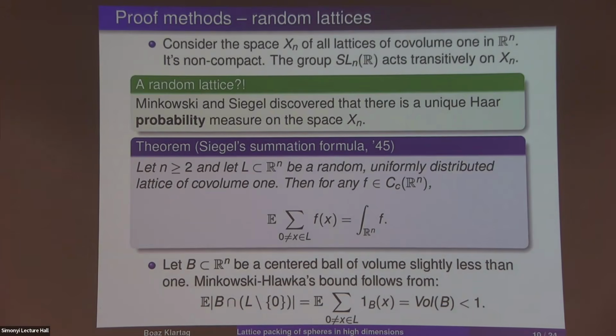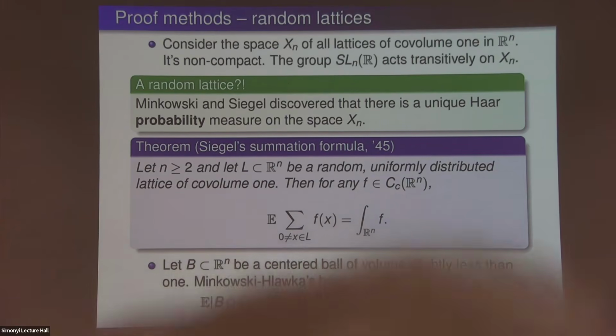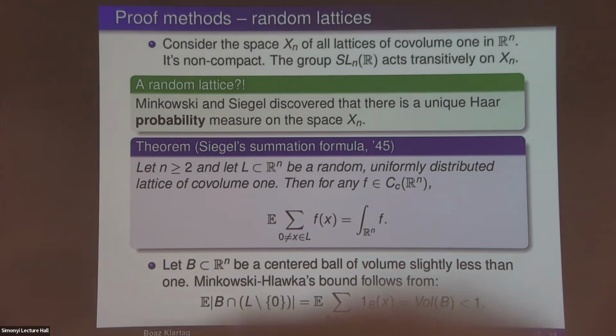You can find a lattice of volume 1 which has vectors very close to 0, so it's a non-compact space. But still it's like a manifold of dimension n squared minus 1, and it's a homogeneous space. You can apply a linear map of determinant 1 or minus 1 and get another lattice of covolume 1. It's a transitive group action, of course, because each lattice is a linear map.